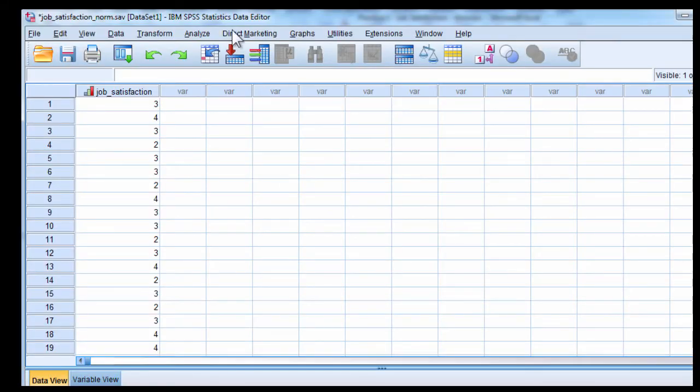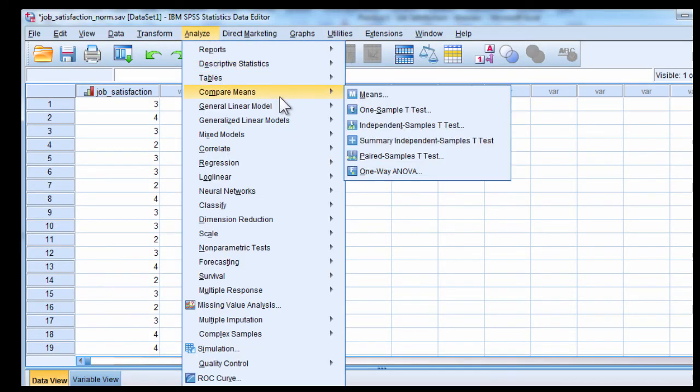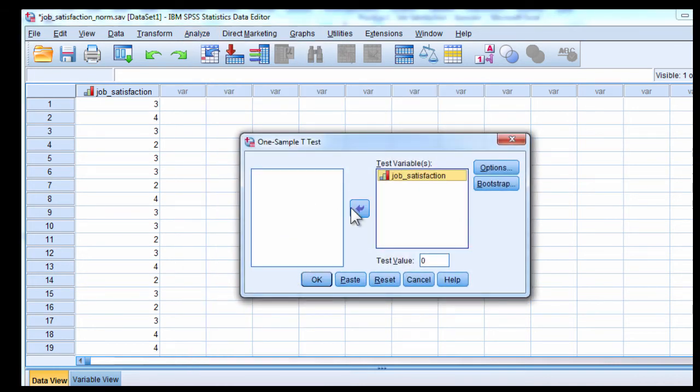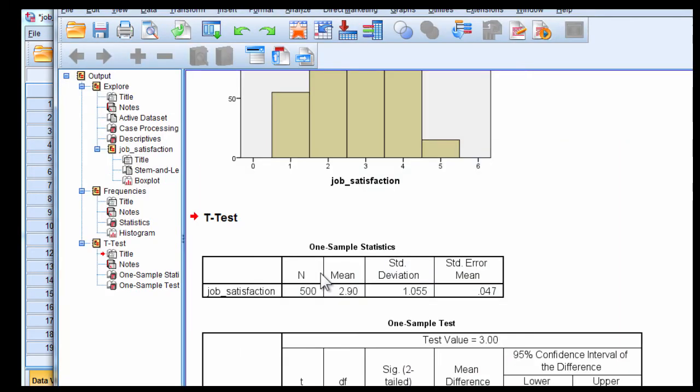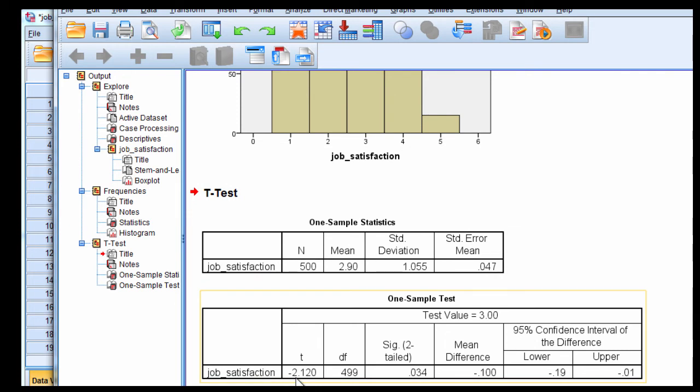And I should actually show you how to do the one sample t-test. So compare means, one sample t-test, job satisfaction, and the test value is 3.00. And I click OK, and here's that negative t value, because the sample mean is 2.90, the test value is 3.00. Here's the standard error of the mean again. And we have a t value of negative 2.12, degrees of freedom of 499, and the p value is 0.034.